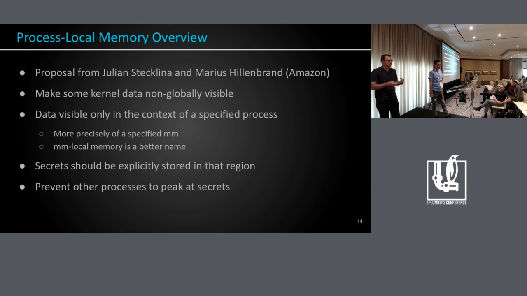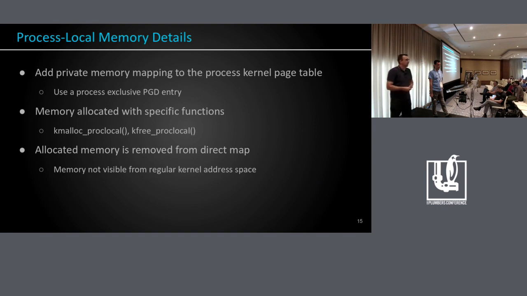For an MM, you would have a specific region where you store your data. And secrets, in that case, should be explicitly stored in that region. This prevents other processes, basically, from picking at some secret you can have in a process from the kernel. So the addition of a private memory mapping is done to the process kernel page tables. So it adds a new exclusive PGD entry, and then you can use some memory specific function to allocate the memory in that PGD, and then you can store your data.